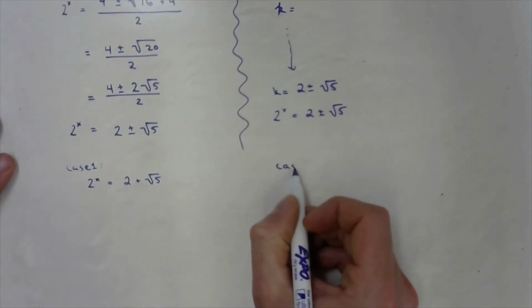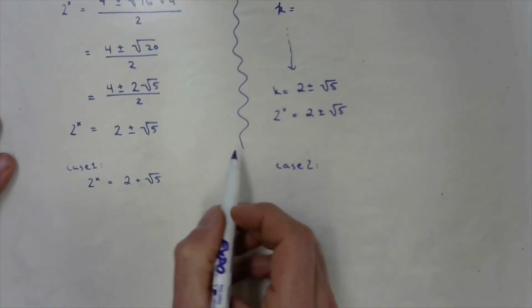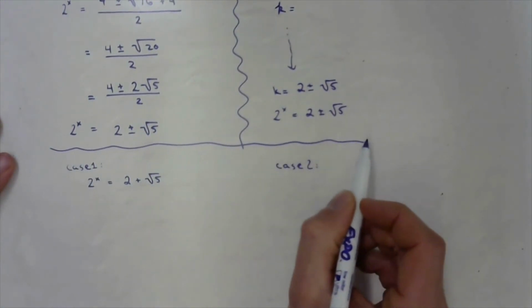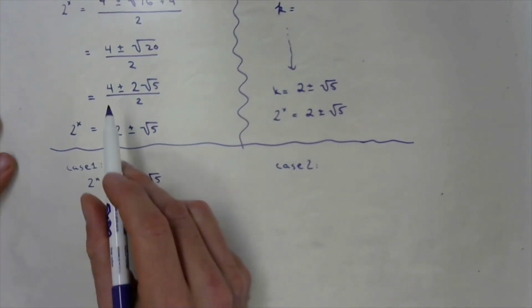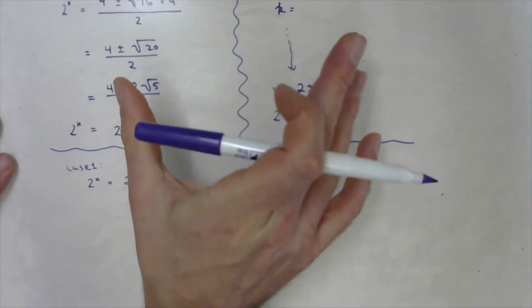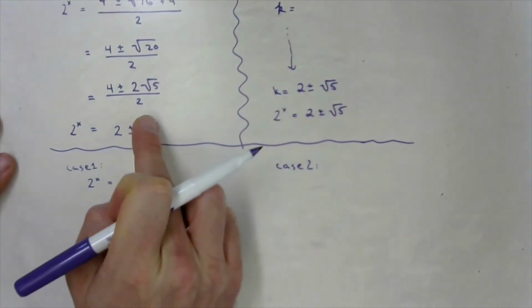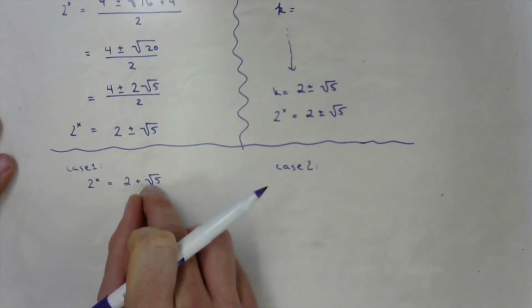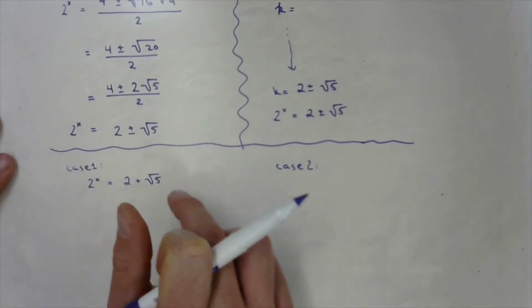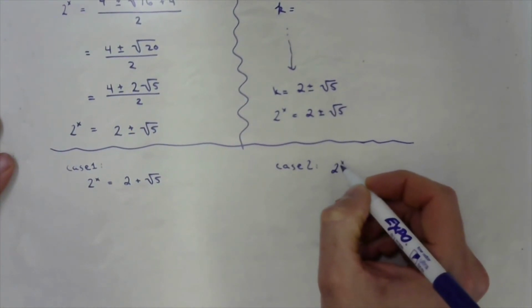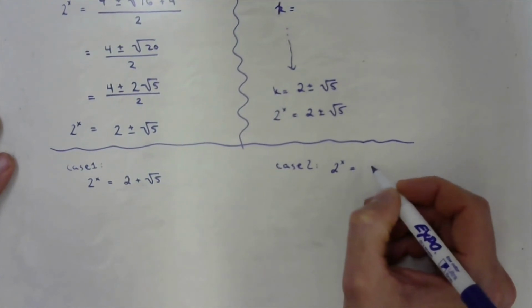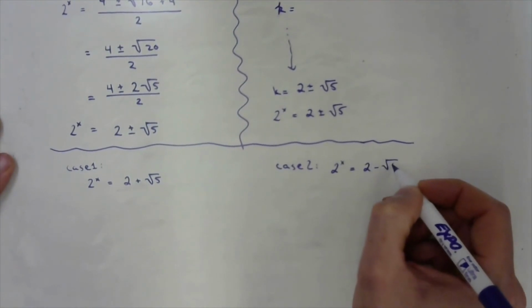And I'll just draw case 2 over here, keeping in mind that these are now not connected. It's not like case 2 extends from this side and case 1 extends from this side. Okay, this is just two ways to get this. And now we're on to something new, considering the two cases that present themselves from the solution. So this one would be 2 to the power of x is equal to 2 minus radical 5.